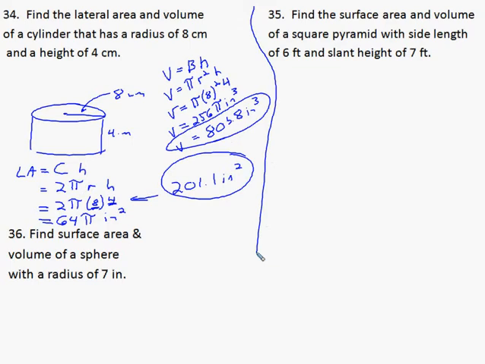Next, find the surface area and volume of a square pyramid with side length of 6 feet and slant height of 7 feet. So we want a square pyramid. So let's draw that, a square pyramid, which means the base is a square. It's a pyramid, so we'll sketch in our square pyramid. We know the side length of the base is 6 feet. And we know our slant height, which I'll try to sketch in here. The red part there, that's 7 feet.